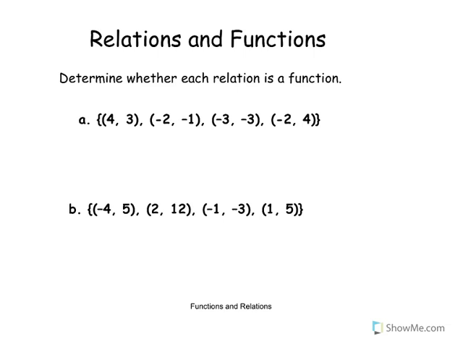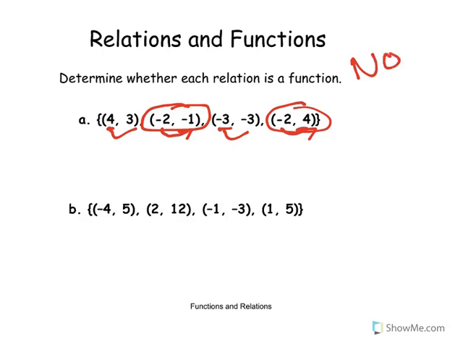So let's see. So I've got 4, right, goes to 3, okay. I've got negative 3 goes to negative 3, but I've got a problem here, right? My input of negative 2 goes to negative 1, but it also goes to 4. Is this a function? No. Okay, why? The input, negative 2, has two different outputs.